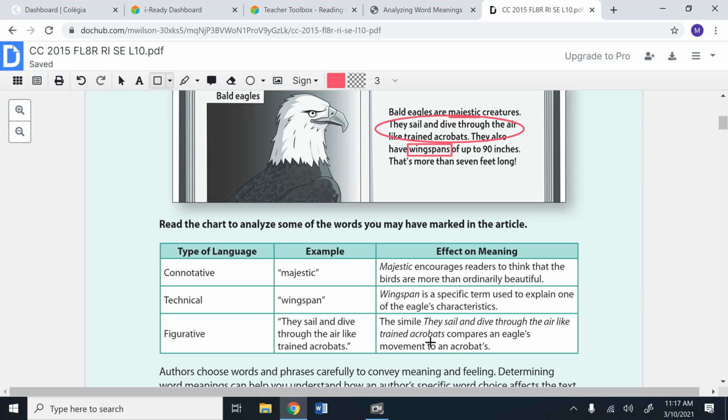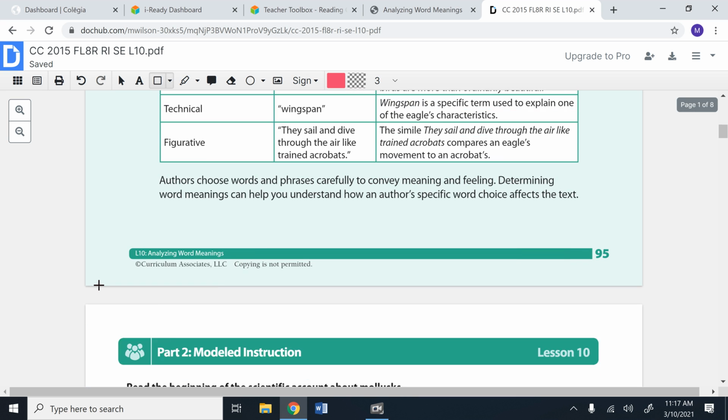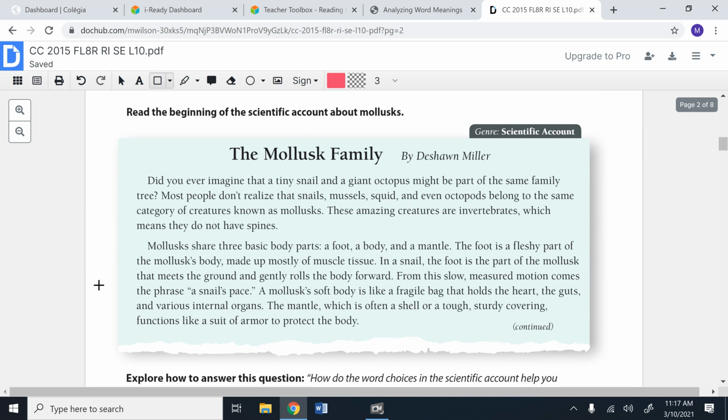This is a simile that is comparing an eagle's movements to that of an acrobat's. Authors choose words and phrases carefully to convey meaning and feeling. Determining word meanings can help you understand how an author's specific word choice affects the text. Let's move on to part 2.